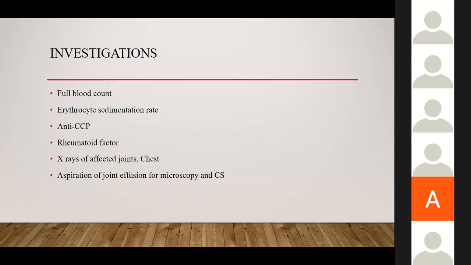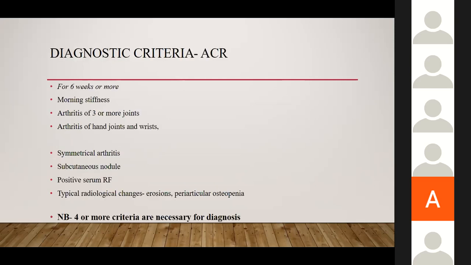Investigations, as I said, rheumatoid factor, anti-cyclic citrullinated peptide, and these are autoantibodies that you look out for. Then inflammatory markers like ESR, CRP, you can look out for that. Your full blood count, your imaging, that's your X-ray, your CT scan, and all that. If you have fluid in the joint space, you can aspirate the fluid, and then you go for culture and sensitivity or do microscopy.